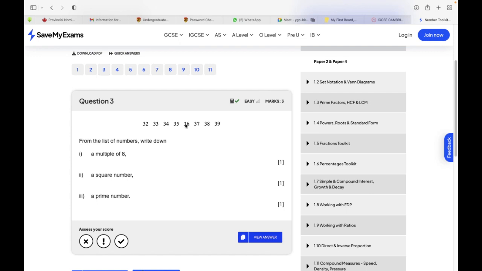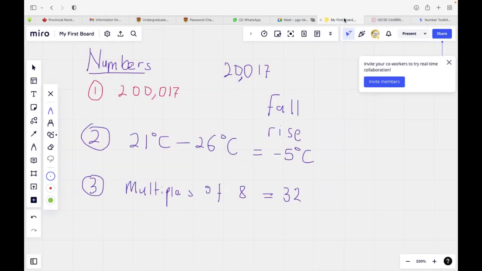36 is a square number. Do you know the meaning of square numbers? Square numbers are numbers which can be multiplied by itself to get that number. For example, this is Roman figure 1, and Roman figure 2 is square numbers. 1 is a square number. 4 is a square number. Why? Because 2 squared equals 4. Why is 1 a square number? Because 1 squared equals 1.